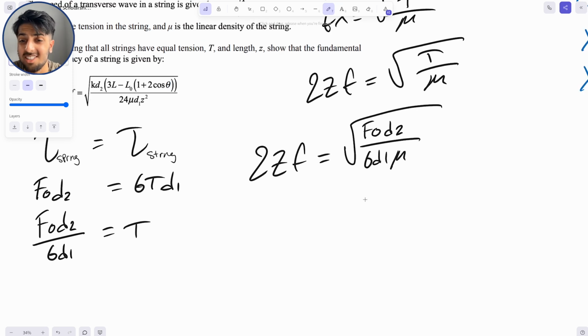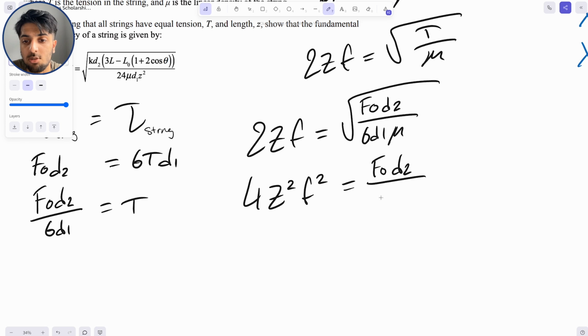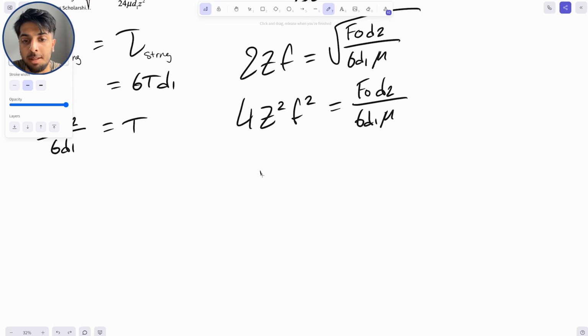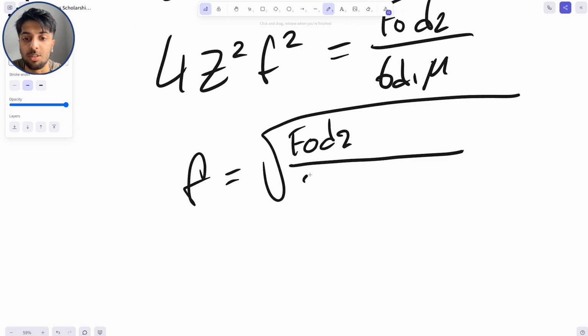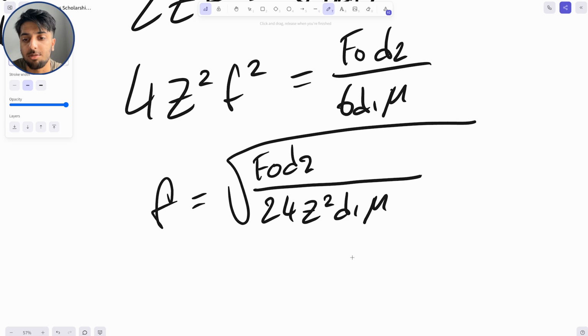Now squaring both sides to get rid of that square root, we get 4z squared f squared is equal to F0 D2 all over 6 D1 mu. Now we can rearrange for frequency, and we get f is equal to the square root of F0 D2 all over our 4 times 6, which is just 24, z squared D1, and then finally our mu.